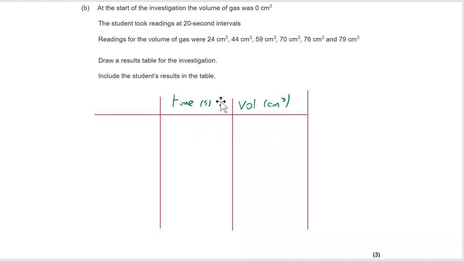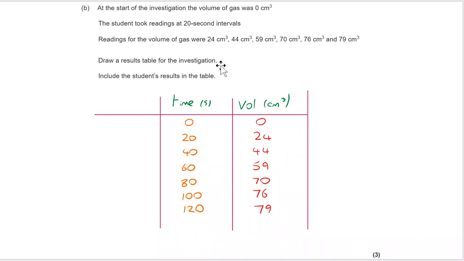Time is in seconds, volume is in cm cubed. Because time is in seconds, I need to show that in seconds within the table, 0 all the way to 120. And I'm then putting the data in, but don't get mixed up. Remember, 24 is after 20 seconds. 0 must go in here, otherwise they're all wrong. So 0 all the way to 79 at 120.